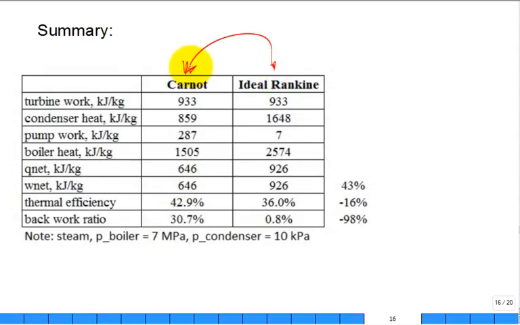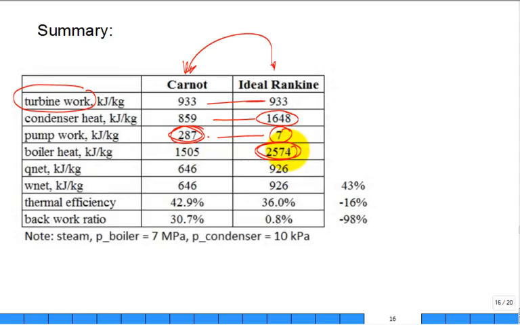And here's the comparison again. For the turbine work, we really didn't change the inlet or the outlet states of the turbine. Both of them have 933. The condenser, you're going to throw more out of the Rankine. You have to throw more out. You're going to condense the last 20% or so. The pump work is going to be a lot less for the Rankine because the Carnot has a two-phase mixture coming in. It's an impossible pump. The boiler, you're going to put more heat into the Rankine, because you've got to heat it all up before you get a saturated vapor.